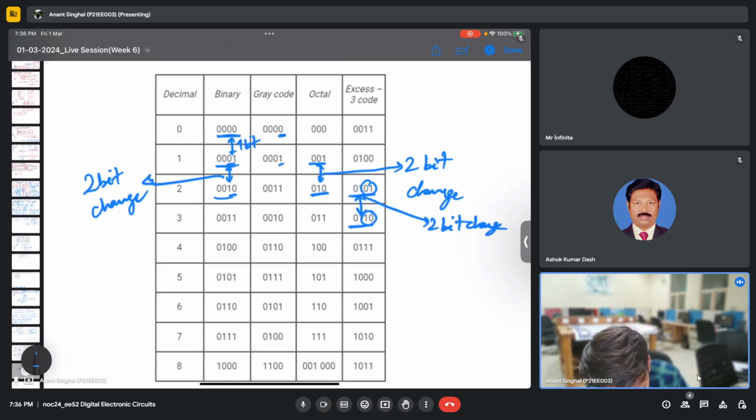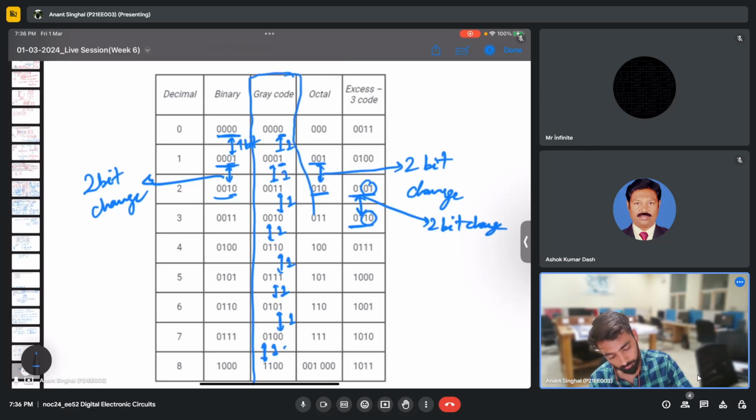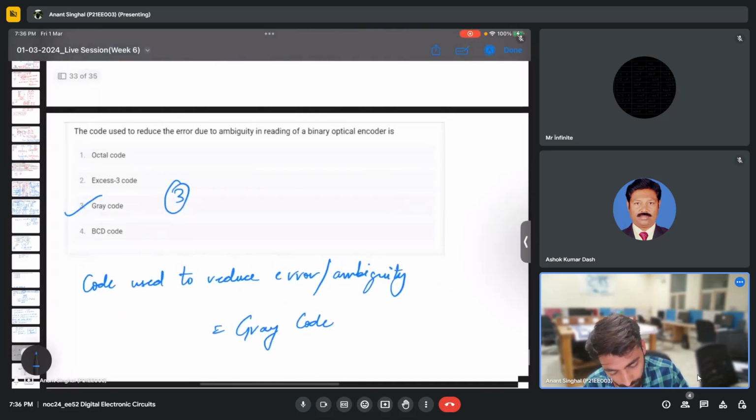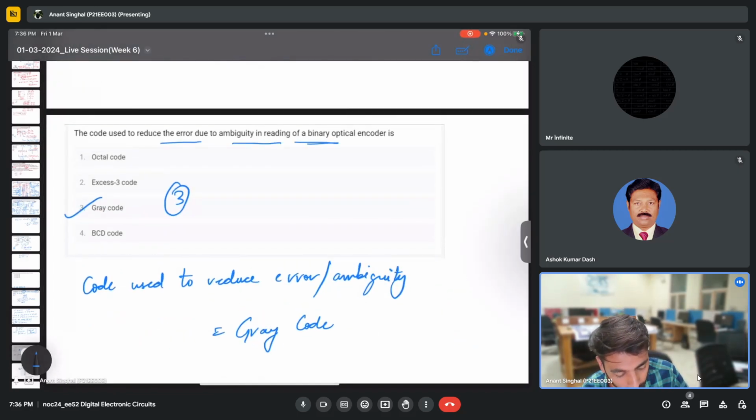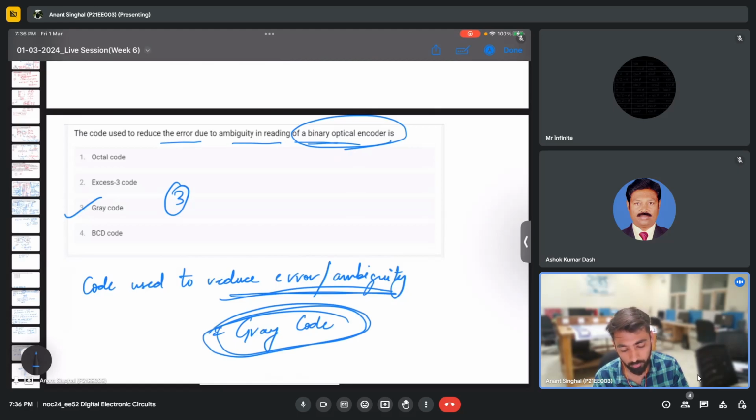So let's say from 0 0, here we have 1 bit, here we have 1 bit, here also 1 bit, here 1 bit, here 1 bit, and then here also 1 bit. Similarly it is here also 1 bit, and this is also 1 bit. So that is why there is always a 1 bit difference in the gray code, which makes it superior to any other code. So to reduce any error or any ambiguity in the reading of any encoders or any others, we need to reduce the error using only and only gray code.